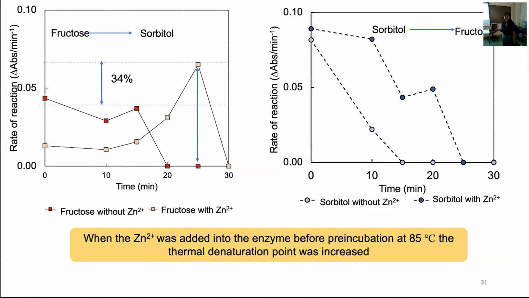Here we tried to do a rate calculation for this previous experiment, and we could see that at the thermal denaturation point, there was an increment in the rate of conversion. For example, in the fructose conversion, this is the without zinc reaction, while this is the with zinc reaction, and we could see a rate increment at the thermal denaturation point. At this point, we don't know the exact mechanism this is suggesting, and we are planning to study it further.